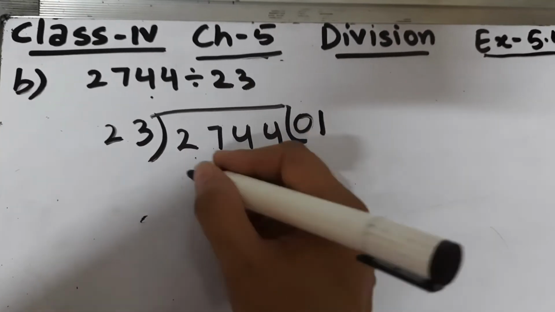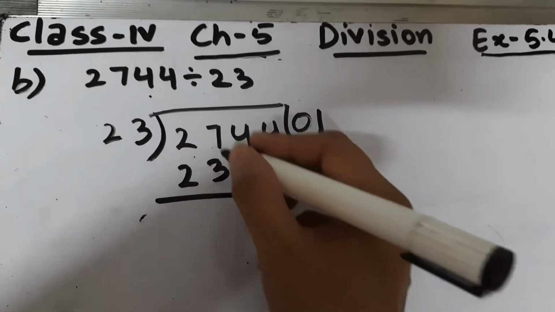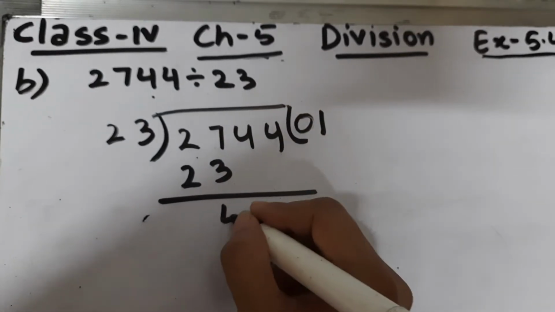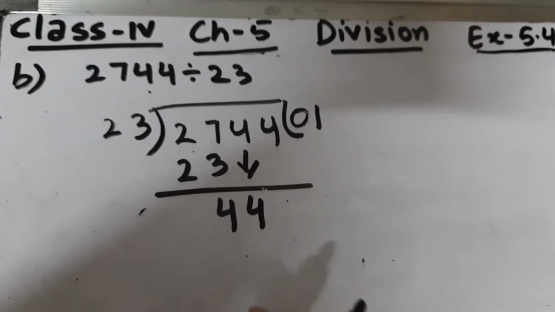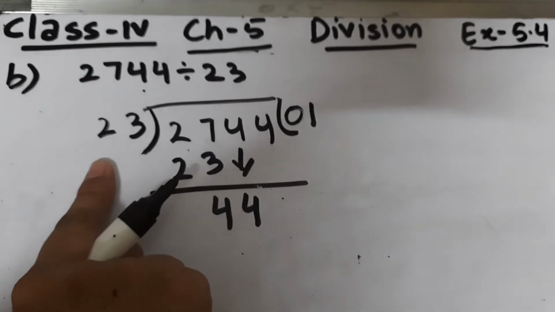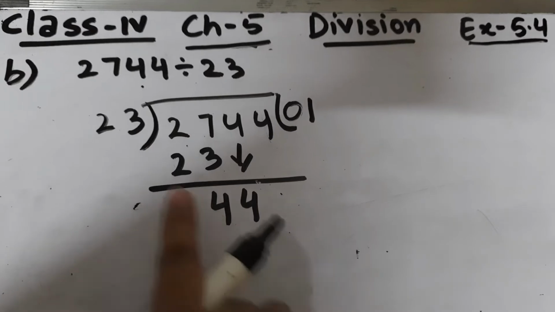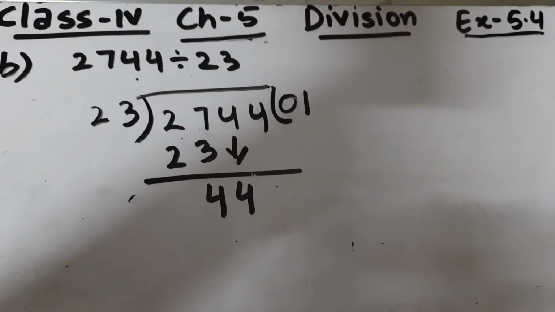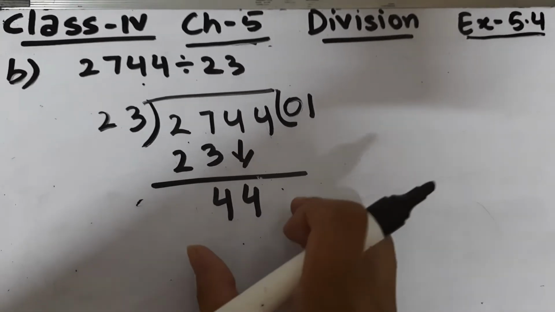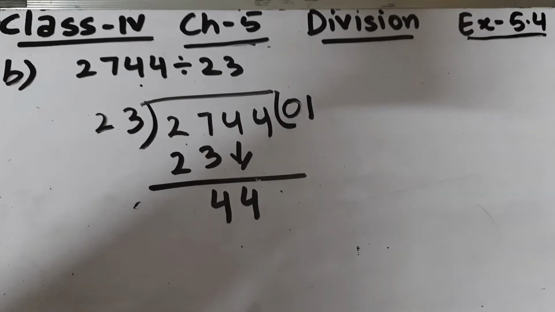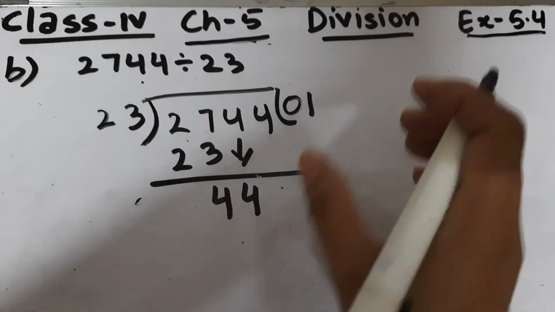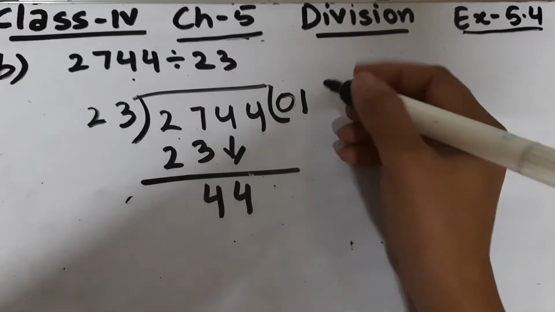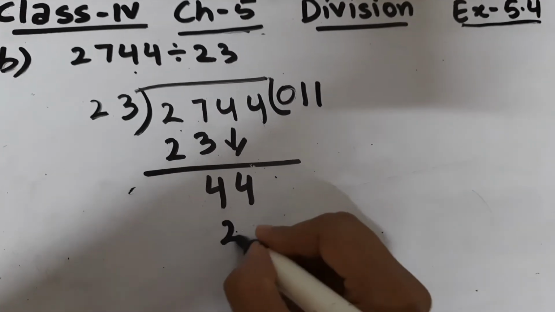23 ones are 23. Now subtract it, 7 minus 3 is 4, and bring this 4 down. Does 44 come in the table of 23? No, 44 doesn't come in the table of 23. So we will take a number just smaller than 44 that comes in the table of 23, and that is again 23 itself, because 23 twos are 46, which is greater than 44. So we will take 23 ones are 23.